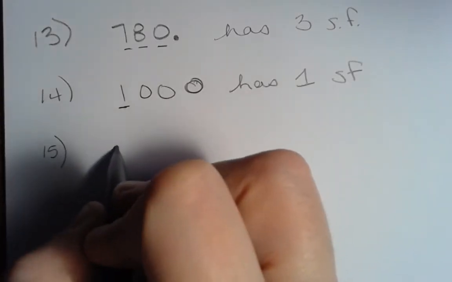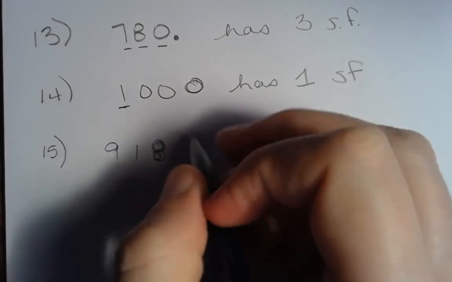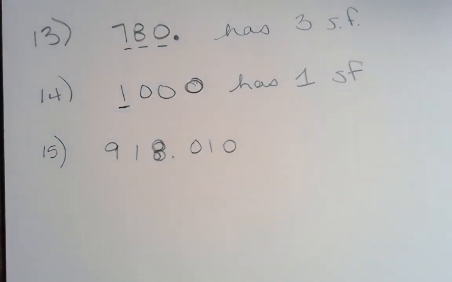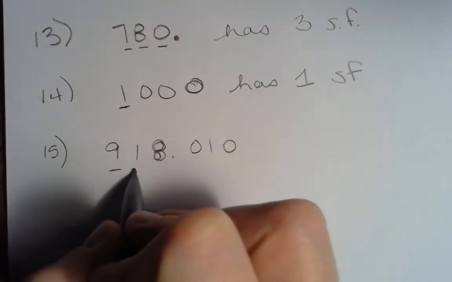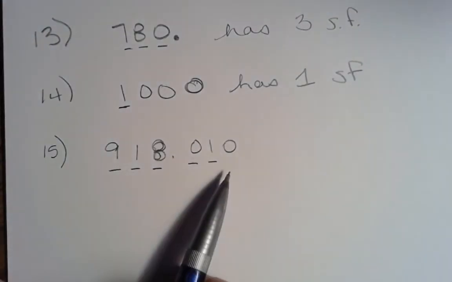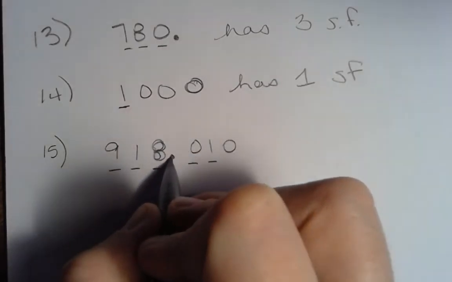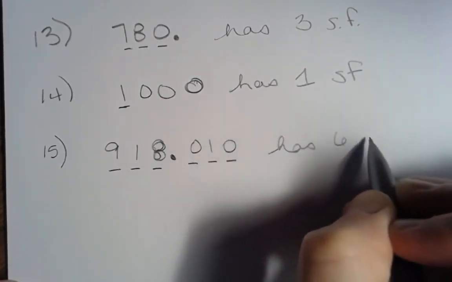Okay, number 15: 9,1,8 decimal 0,1,0. Okay. 9 and 1 and 8 are always significant. That other 1 is also always significant. You have a middle 0 here and an ending 0. Middle zeros are always significant. Ending zeros are significant if there is a decimal. There is a decimal. Therefore, that ending 0 is significant. That has 6 sig figs.